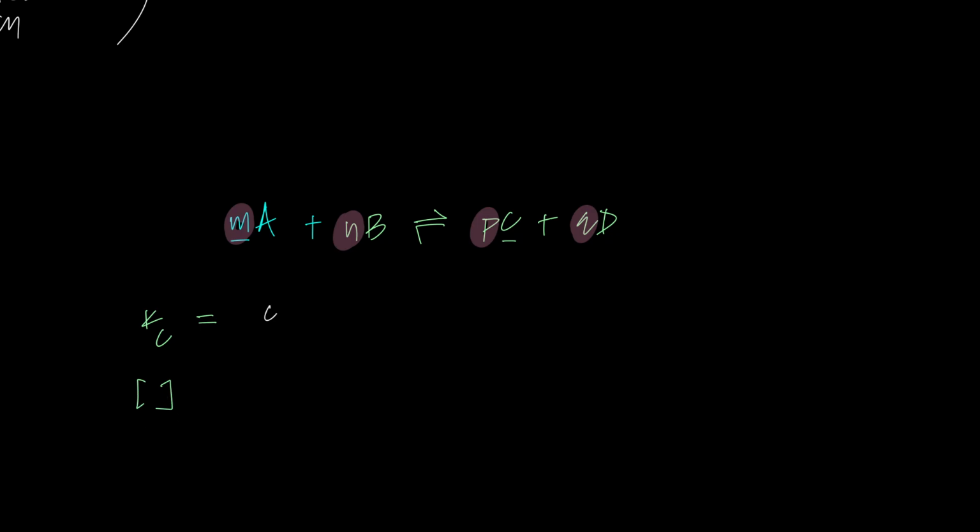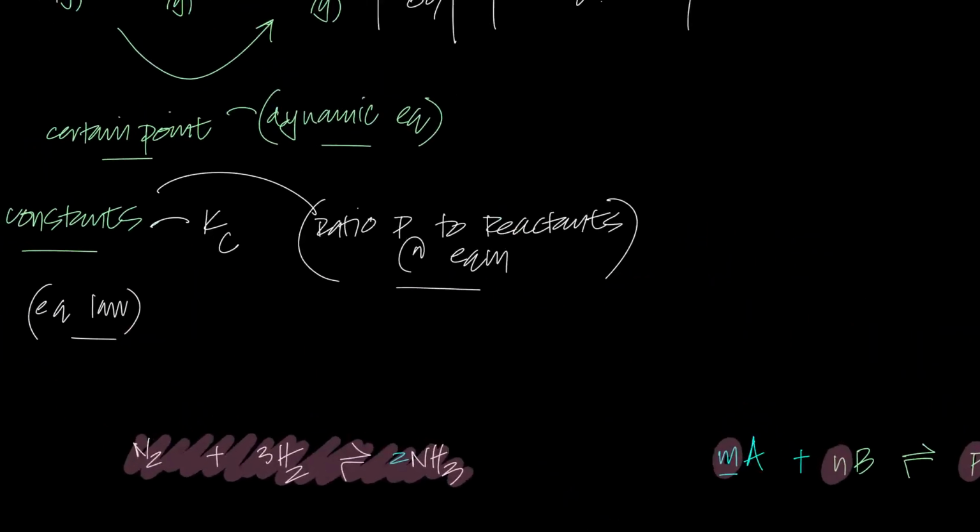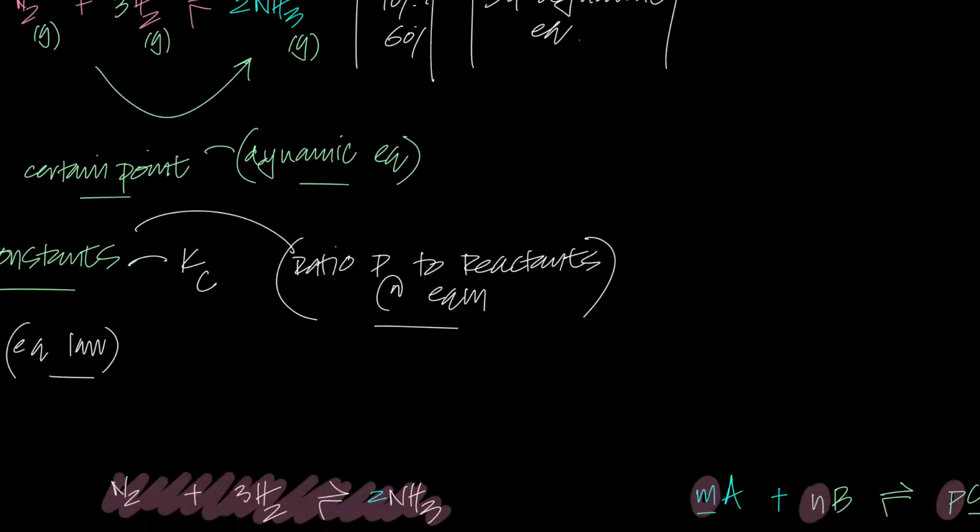So I'm going to write here the concentration of C at equilibrium, the concentration of D at equilibrium, and I just calculate a ratio: concentration of C at equilibrium, concentration of D at equilibrium, over concentration of A at equilibrium, concentration of B at equilibrium, right? And because it's at equilibrium, we generally can also write this as eqm, because this is the concentration of A and B at equilibrium, and the concentration of C and D at equilibrium. And this is what we want to figure out. This formula is nothing out of the blue. It's literally a ratio of products to reactants.